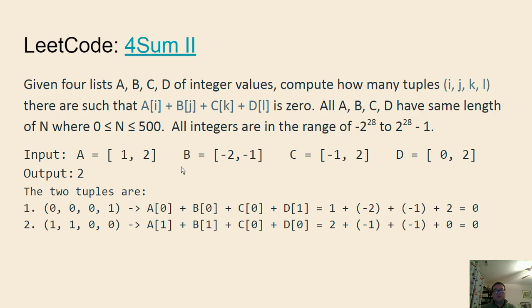So how do we solve this problem? Obviously a brute force approach would be n to the power of 4, by traversing over all possible index combinations and checking their values. That's not going to be efficient enough. So how can we improve that?